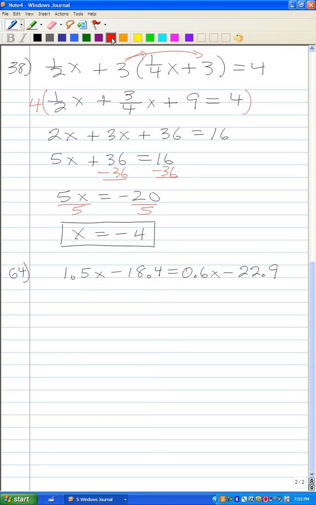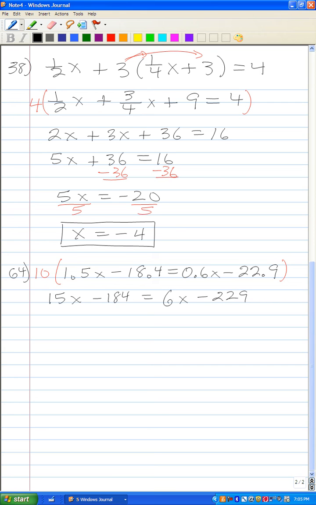So let me multiply both sides of my equation by 10. So by the multiplicative property of equality, I have, well, 10 times 1.5x is 15x. 10 times 18.4 is 184. 10 times 0.6x is 6x. 10 times 22.9 is 229.